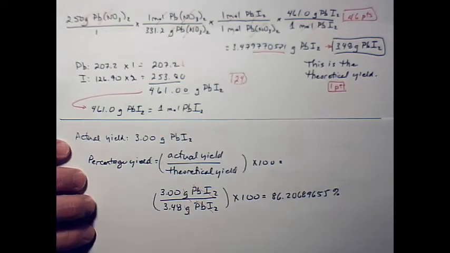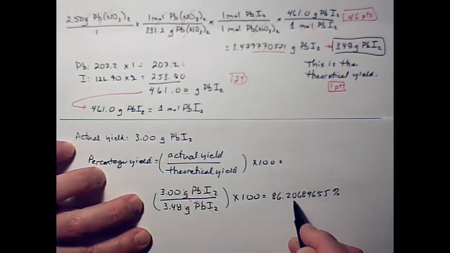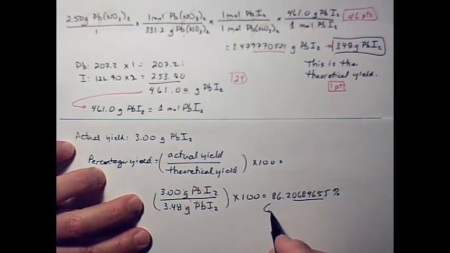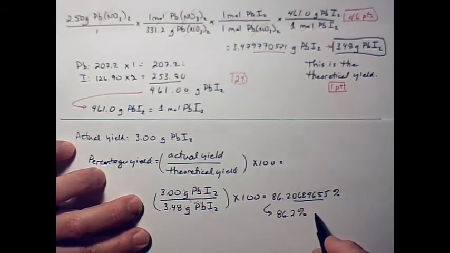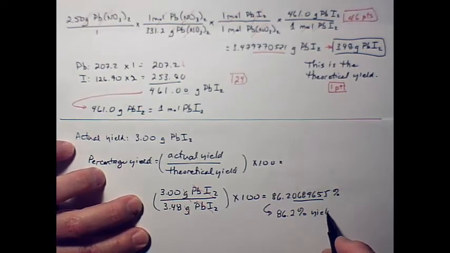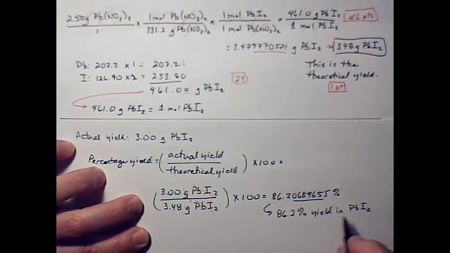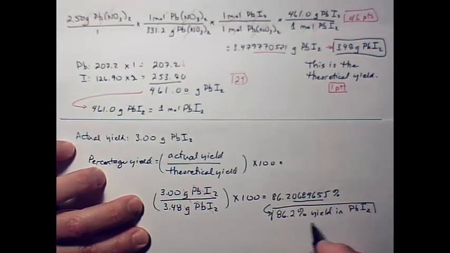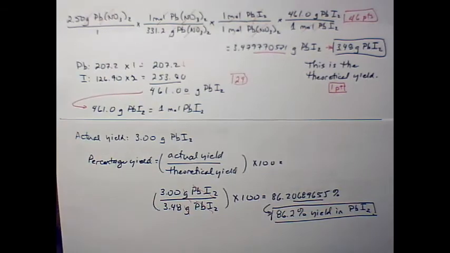Now, we're going to round off here properly. 3 significant digits in both these numbers, so we want 3 in our final answer. Round it off. And the final answer is 86.2% yield in lead-2 iodide. Okay? And that's a complete answer to the question of what is the percentage yield. Anybody have any questions about that?